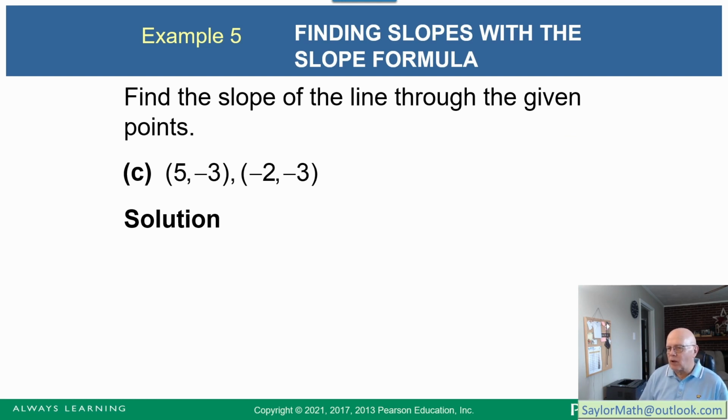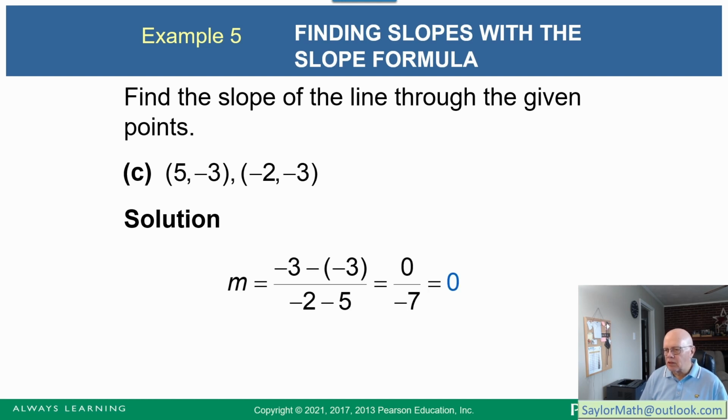Okay, can you do this one? How about hitting pause, try this yourself and see what you get. All right, you're back. There's our subtractions. This time we get a 0 on the top, which is fine. We can divide into 0, just not by 0. Now, what does that mean? We've got a slope of 0. Slope of 0 should tell us immediately we've got a horizontal line.